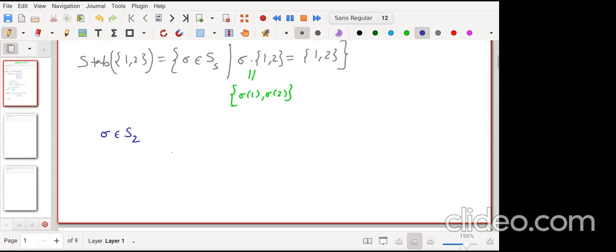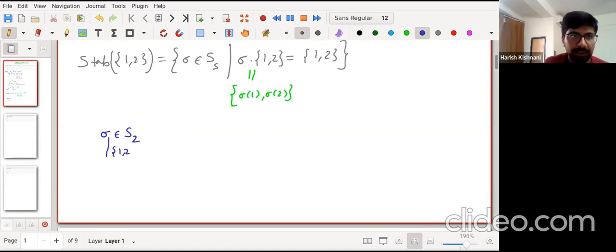Right? Yes, sir. Or I should say more explicitly, sigma restricted to {1, 2} is an element of S2. Now I think it makes more sense, right? When it's restricted to this set, it has to permute this set only. It can't be mapped to something somewhere else.